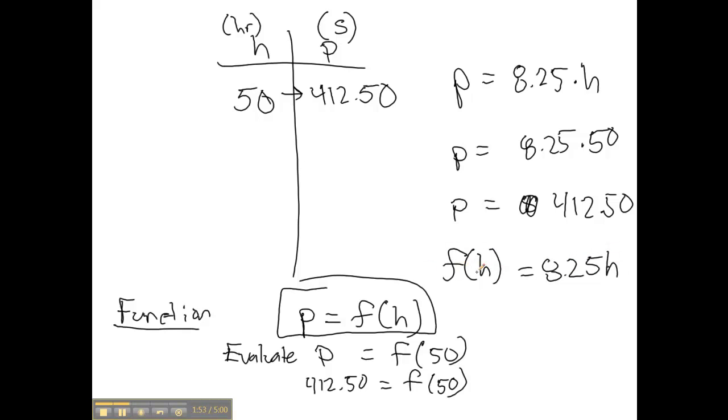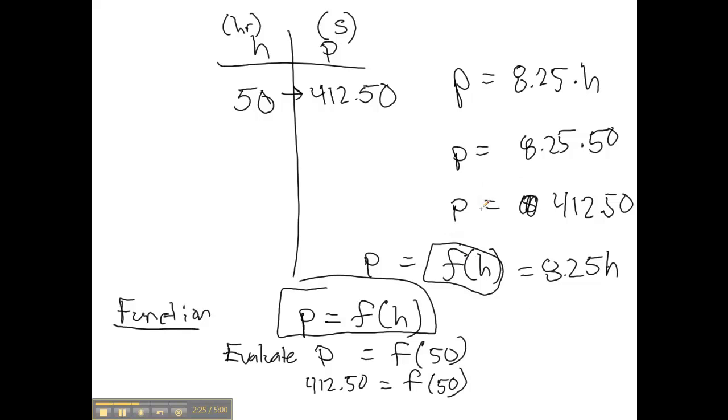And you'll notice I'm saying F of H. I don't say F times H because this is not multiplication. I'm not saying that F multiplied by H is equal to 8.25H. I'm saying a function of hours is calculated by $8.25 times the number of hours worked. Well, what do I mean by function of H? The function of H is synonymous to saying the pay. The pay is equal to $8.25 times H.